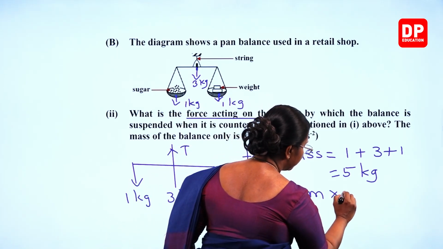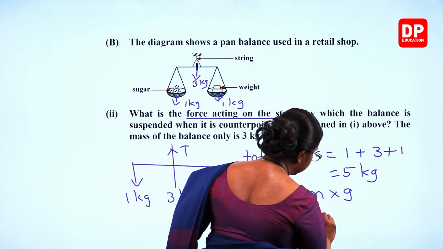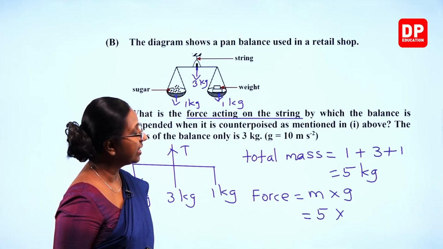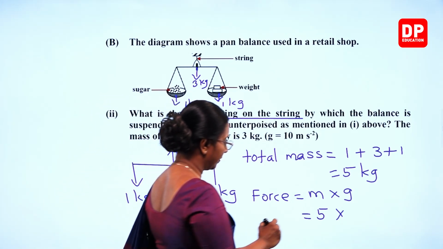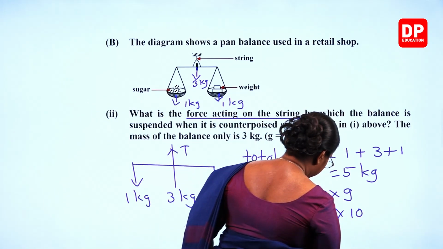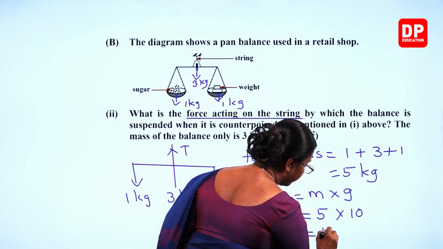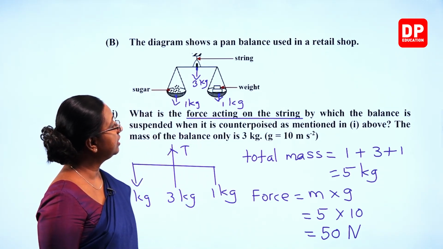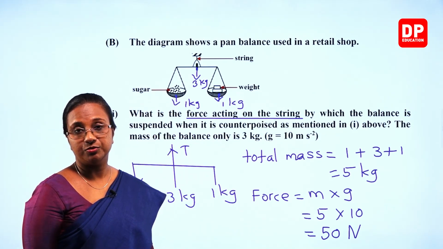Equals m into g. So mass is 5. Gravitational acceleration is given to you as 10 meters per second square. So that is 10. That will be equal to 50 Newton. So the force acting on the string will be 50 Newton.